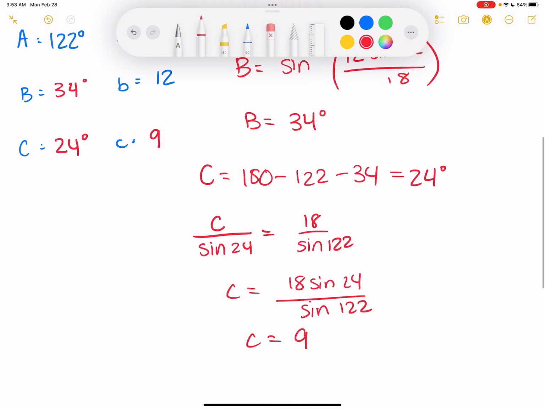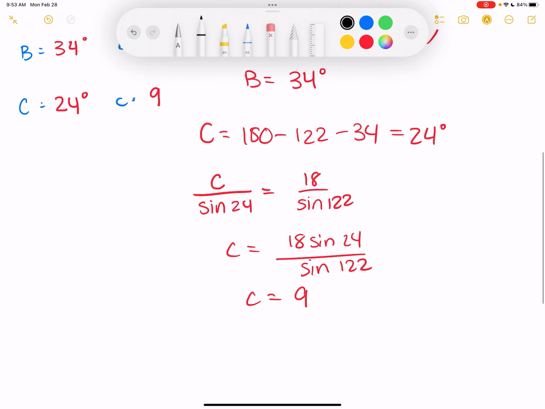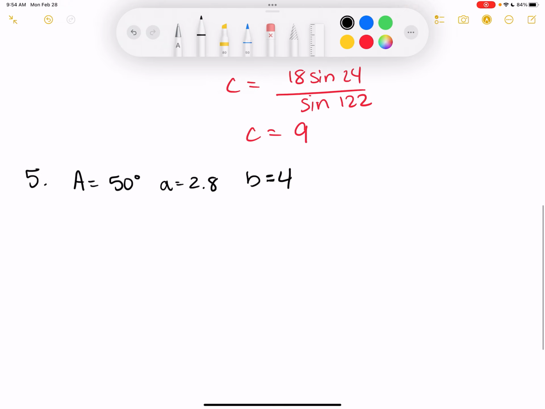All right. So still on the guided practice, I'm going to look at number 5. A is 50 degrees, little a is 2.8, and little b is 4. Now if they give you a number that's a decimal, leave it as a decimal. But if you're solving for it, go ahead and just round to the nearest whole number. All right, so what scenario am I dealing with here?